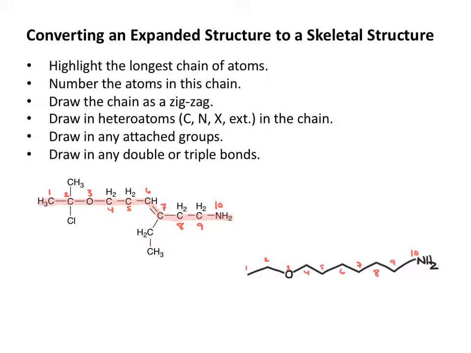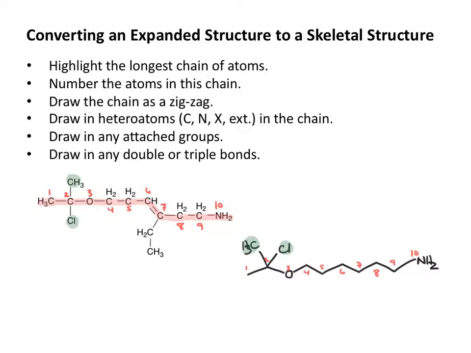Next, we need to draw in any attached groups. So if we just work from left to right, on carbon 2, we have a CH3 and a Cl attached. So we need to draw those in. One thing I really want you to try to avoid is drawing a group in this large angle of the bond, like that. Instead, draw your groups coming off of the small angle of the bond. So I'm going to draw the Cl and the CH3 up there like that.